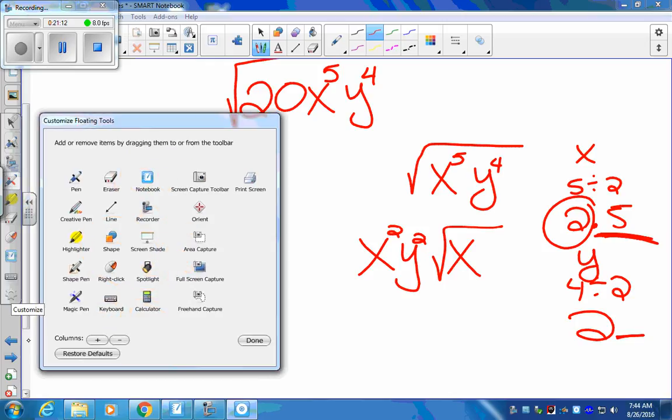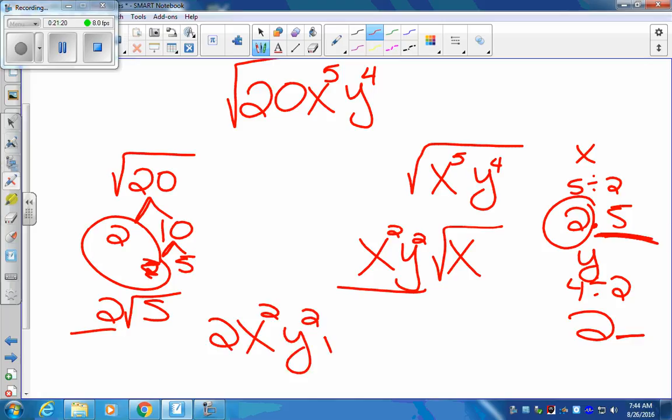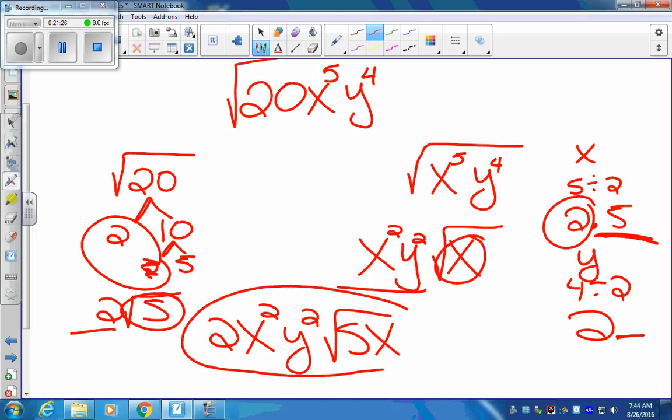So now to write my final answer, just combine them together. I've got 2 x squared y squared on the outside, and the only things left under my radical are 5 and an x. So that would be my final answer.